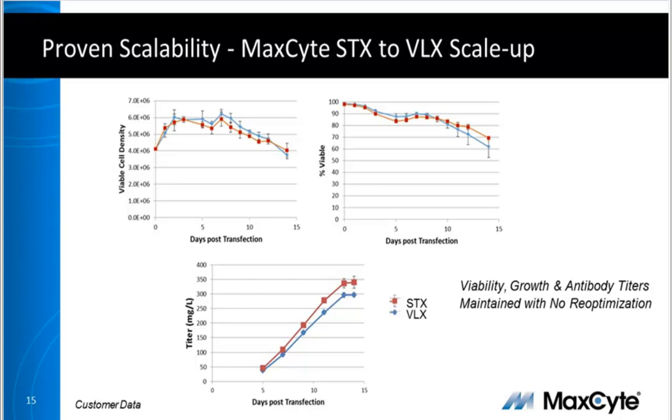The previous slide focused on the ability to move from small-scale static electroporation to large-scale flow electroporation on the Maxcyte STX without reoptimizing electroporation parameters. This slide demonstrates the platform scalability between the Maxcyte STX and the Maxcyte VLX. A side-by-side comparison in which 20 billion CHO cells were transfected with a human IgG1 expression plasmid using flow electroporation on either the STX or the Maxcyte VLX was performed by a current client. You can clearly see that cell viability and growth, as well as antibody production, were comparable over the 2-week period following electroporation for both instruments, again demonstrating the true scalability of Maxcyte electroporation.